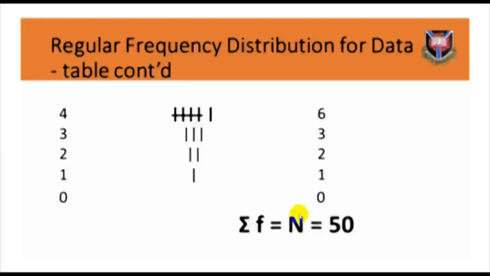Thus, if sigma f and N are not equal, the tallying exercise should be repeated. Even when they are equal, it is still advisable to repeat the exercise to check for error of placing one or more tally marks wrongly. If the first tallying was done vertically, the second may be done horizontally to check for such error.